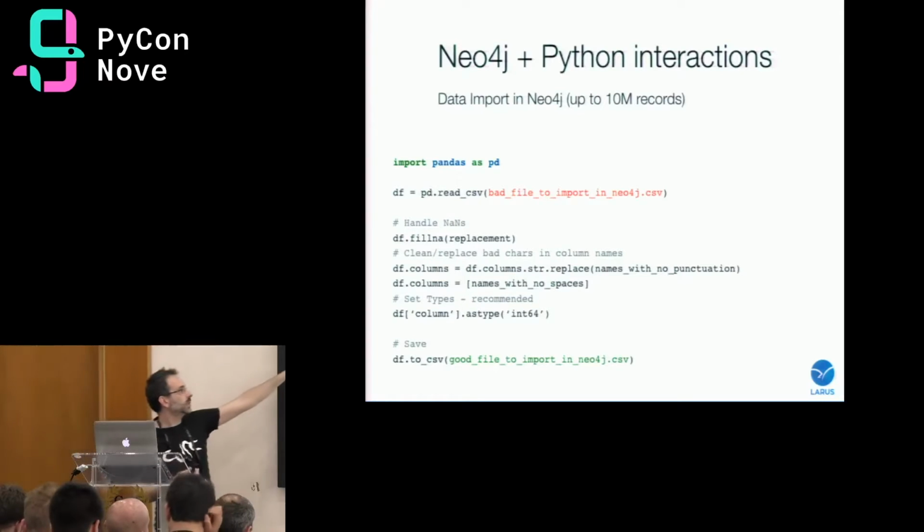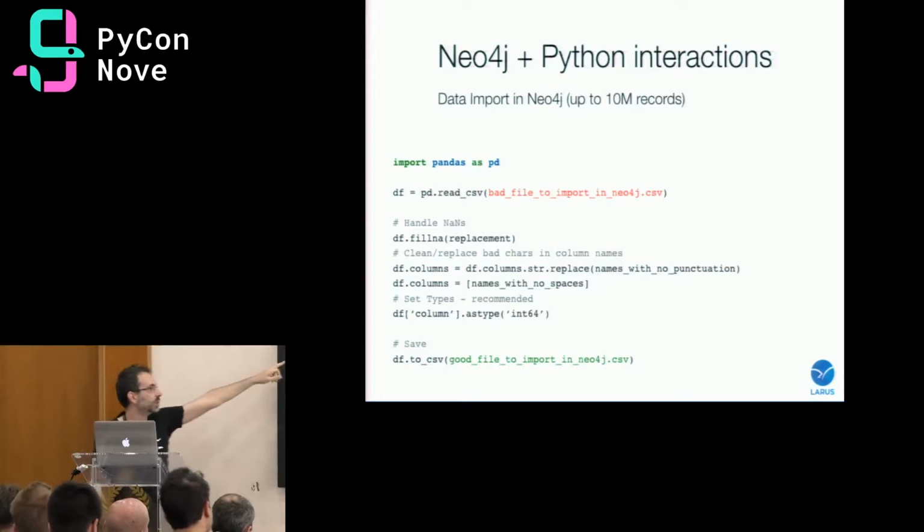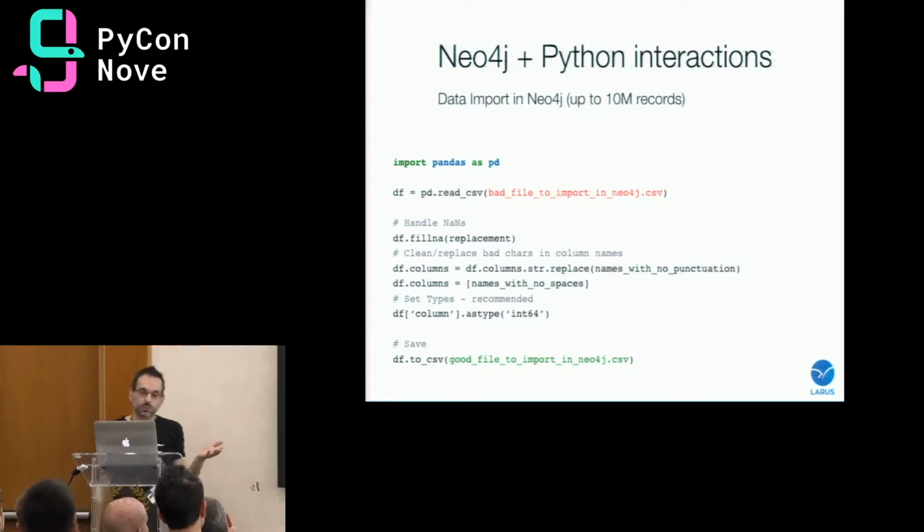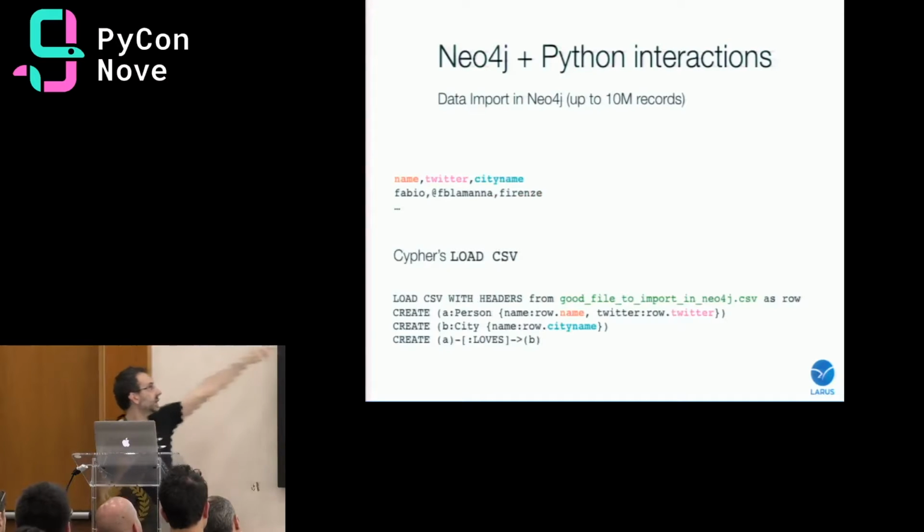Some tricks are to take care of no punctuation and no spaces in the headers, because they are the main information that you later pass to the Cypher code. It is also recommended to parse the types of the data you want to import in advance. So at the end, you can read, do some stuff, save back your file, and imagine that this is the file that I want to import in Neo4j.